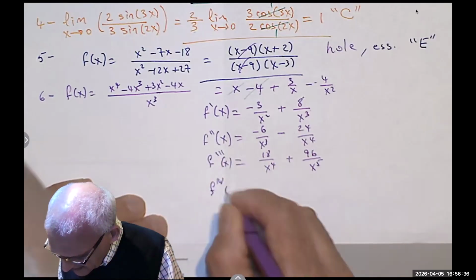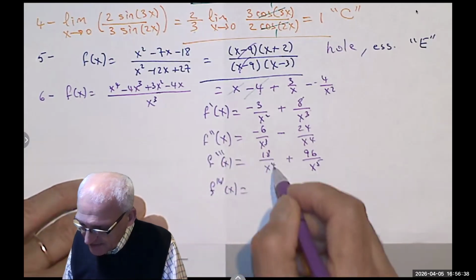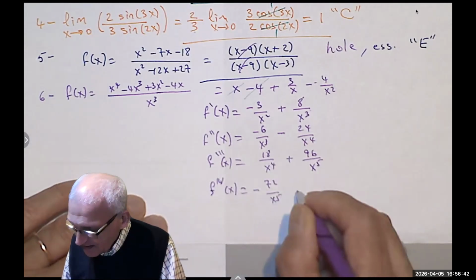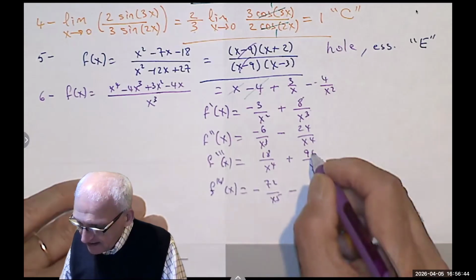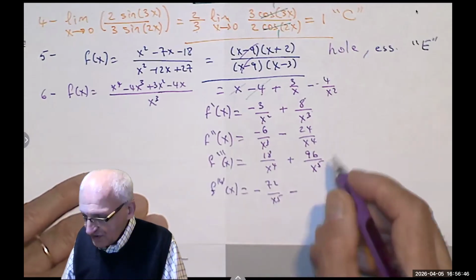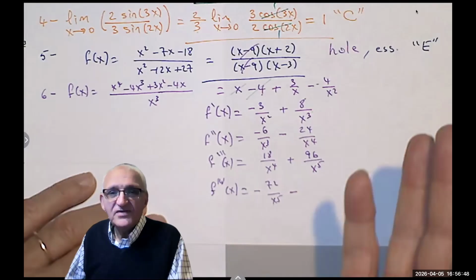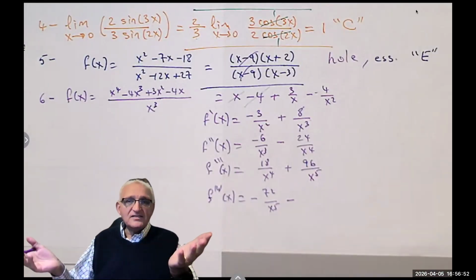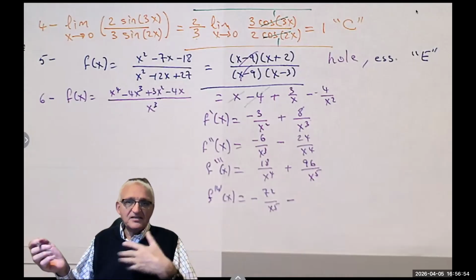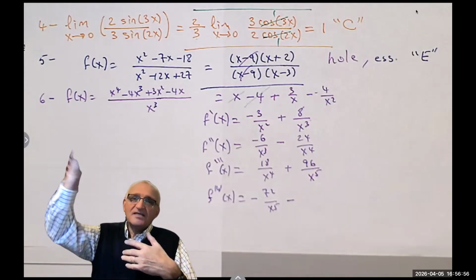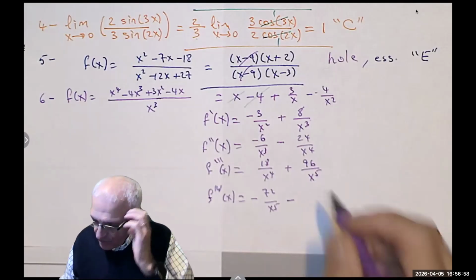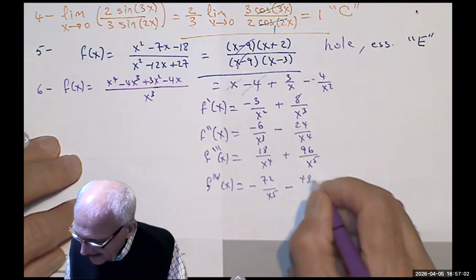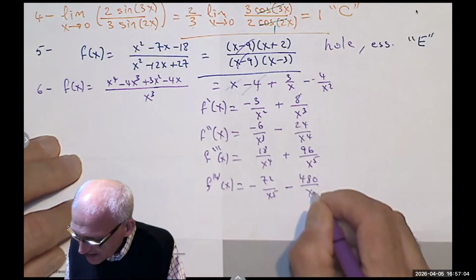f4 of x: 18 times negative 4 is negative 72 over x to the 5th. And 96 times negative 5. Notice when you multiply by 5 with an even number, it's easy. You divide by 2 and add a 0, because dividing by 5 is multiplying by 10 and dividing by 2. So half of 96 is 48, so that would be 480 over x to the 6.